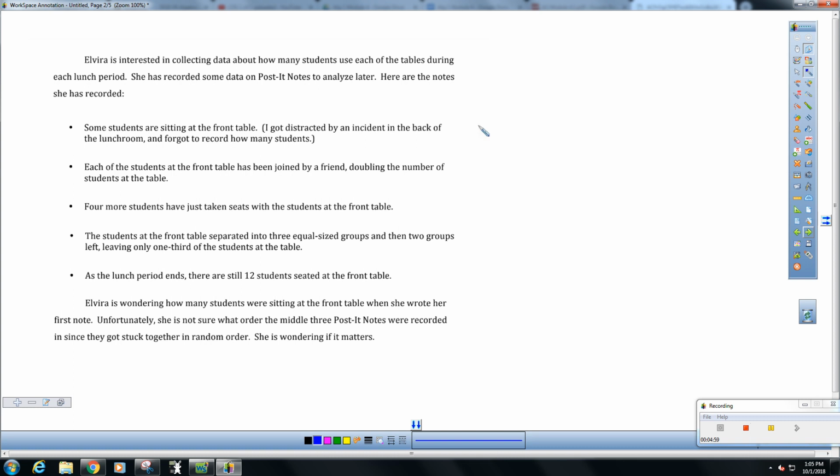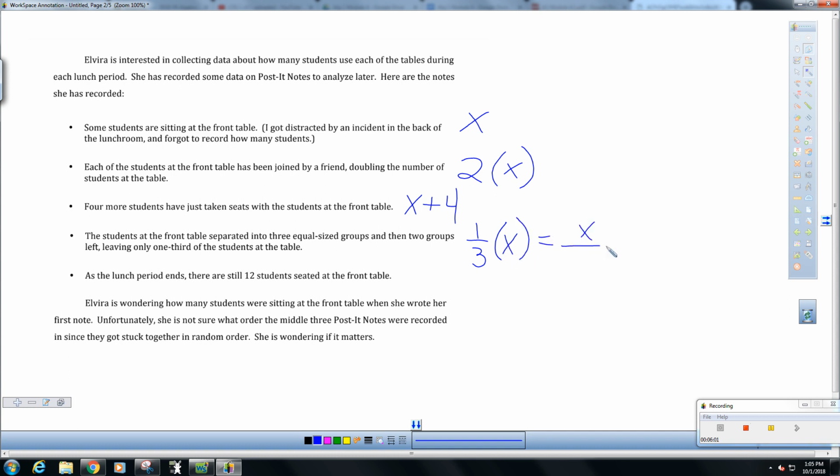So I think this would be X. There are some amount of students. We don't know how many students there are. I think this would be 2 times X. 4 more students have just taken seats with the students at the front table. This would be X plus 4. The students at the front table are separated into 3 equal-sized groups, and then 2 of them left, leaving only 1/3 of the students. So that would be 1/3 of X, which is the same thing as X divided by 3.